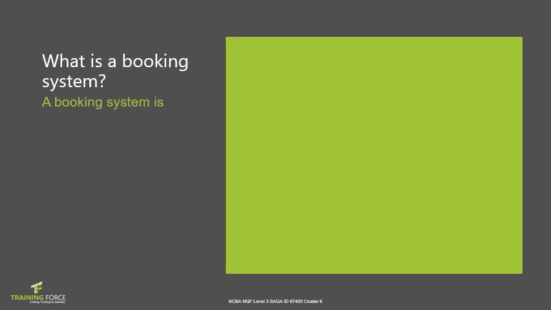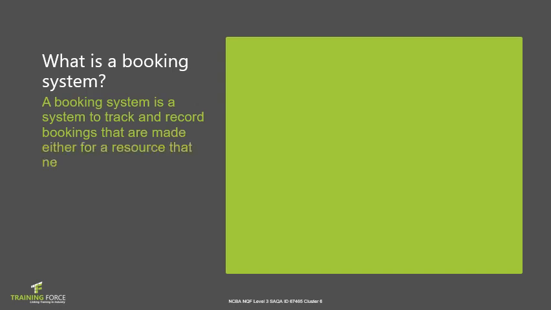A booking system is a system to track and record bookings that are made either for a resource that needs to be used and/or arrangements that are made. This can be in electronic or manual form.